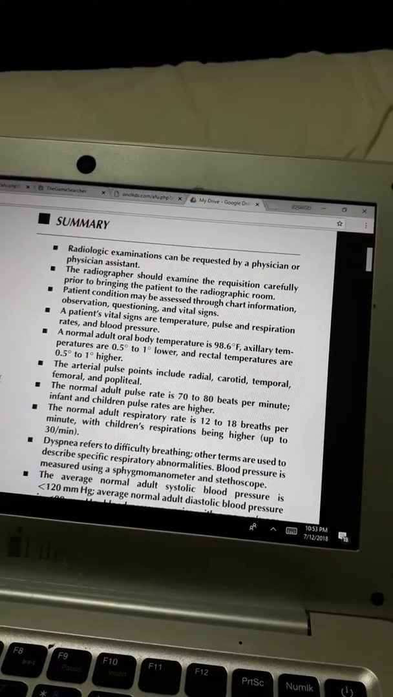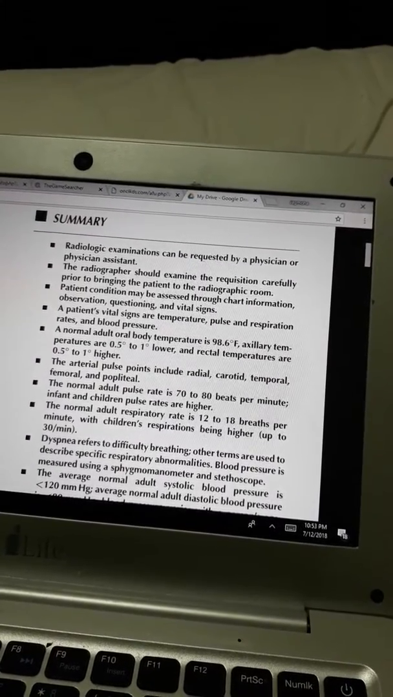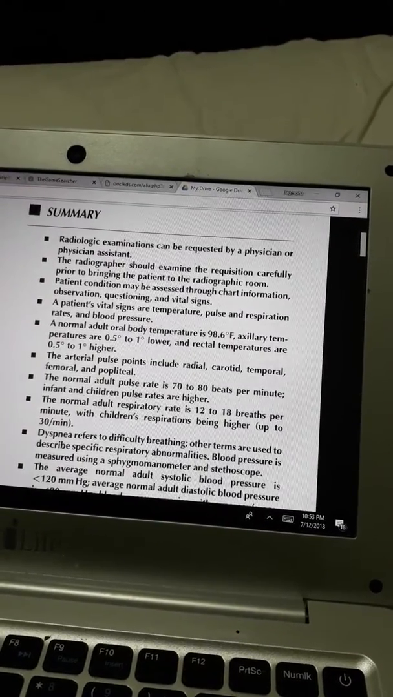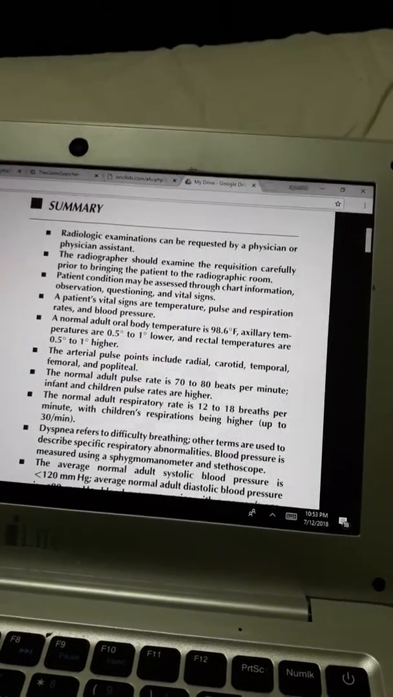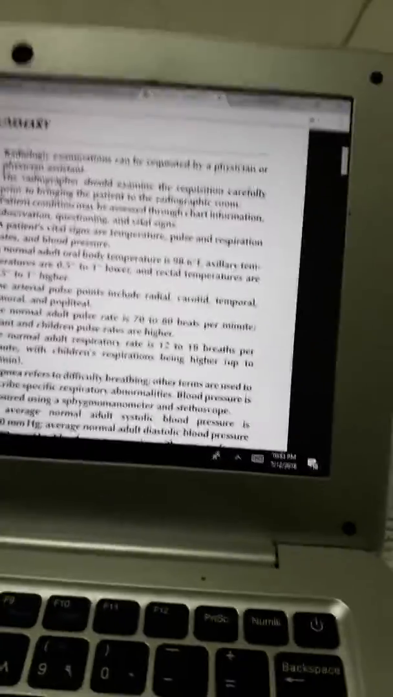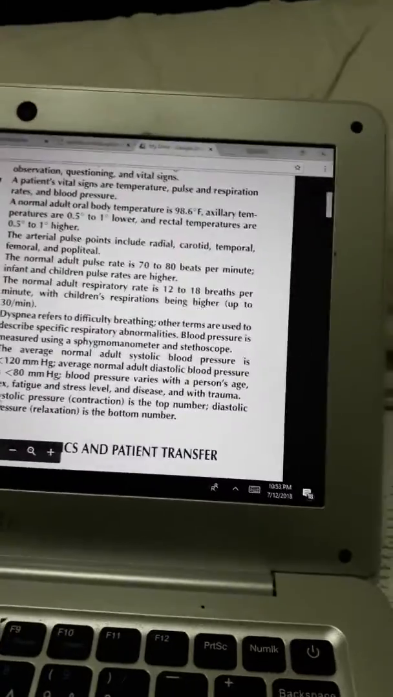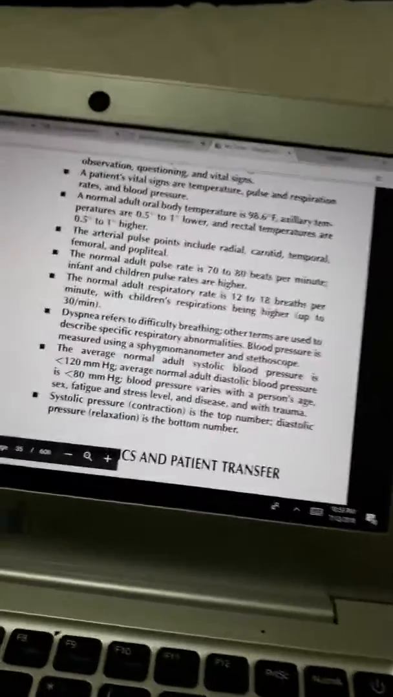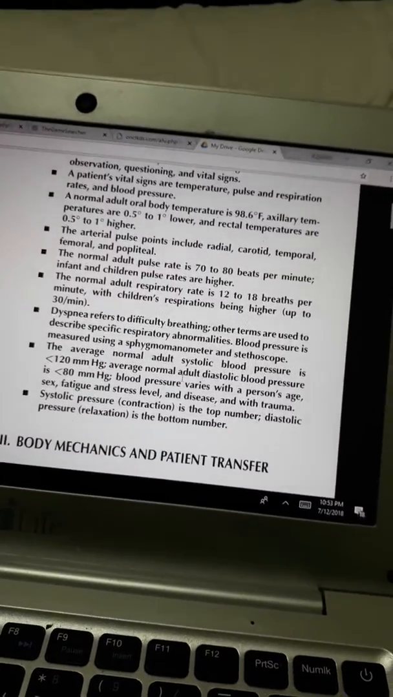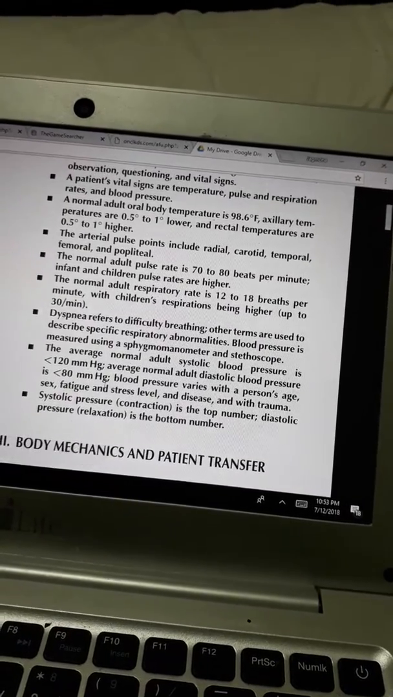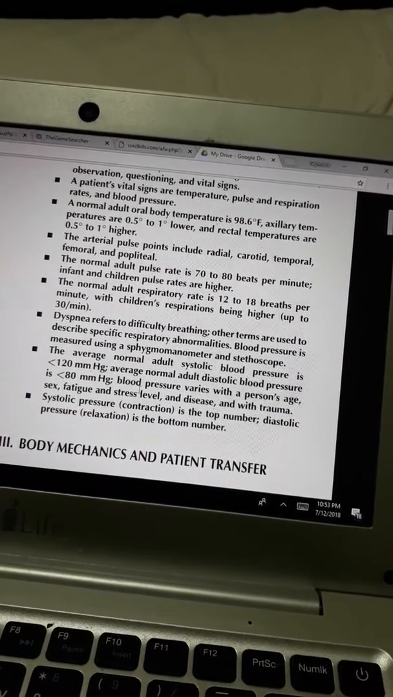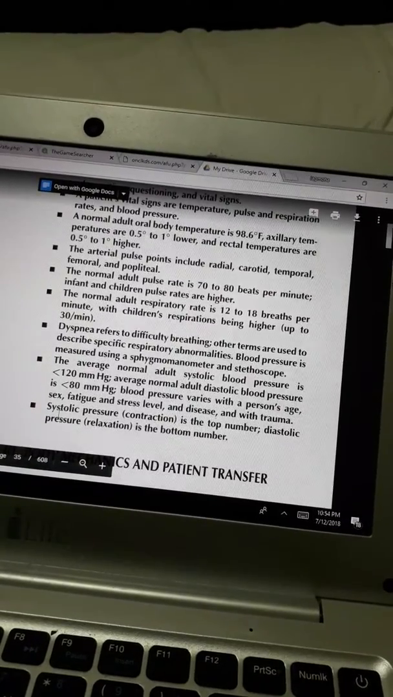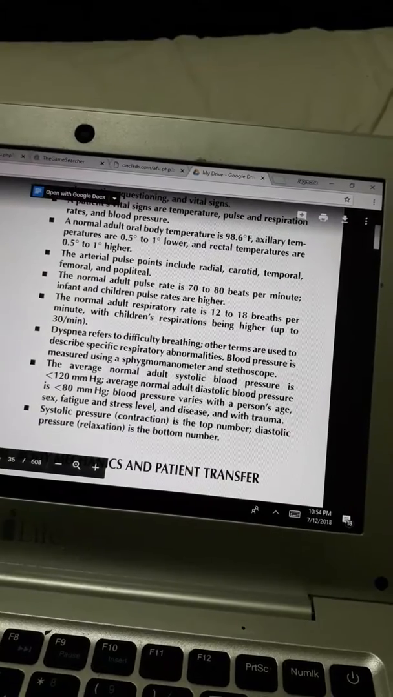Blood pressure is measured using a sphygmomanometer and stethoscope. The average normal adult systolic blood pressure is 120 mmHg. The average normal adult diastolic blood pressure is 80 mmHg. Blood pressure varies with the person's age, sex, fatigue, stress level, and disease. Systolic pressure, the contraction, is the top number; diastolic pressure, the relaxation, is the bottom number.